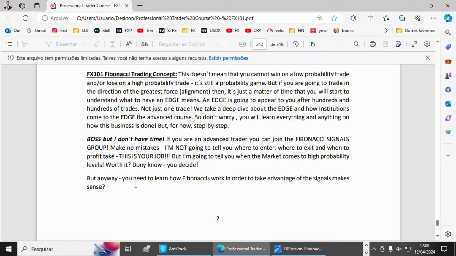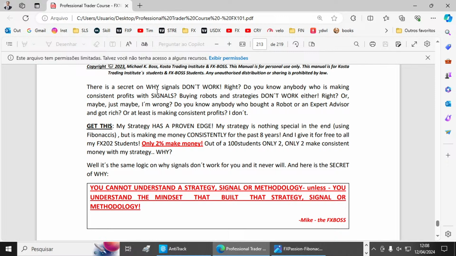But anyway, you need to learn how Fibonacci's work in order to take advantage of the signals market. Makes sense? There is a secret on why signals don't work, right? Do you know anybody who is making consistent profit with signals? Buying robots and strategies don't work either, right? Or maybe I'm wrong. Do you know anybody who bought a robot or an expert advisor and got rich? Or at least it's making consistent profits? Well, I don't.